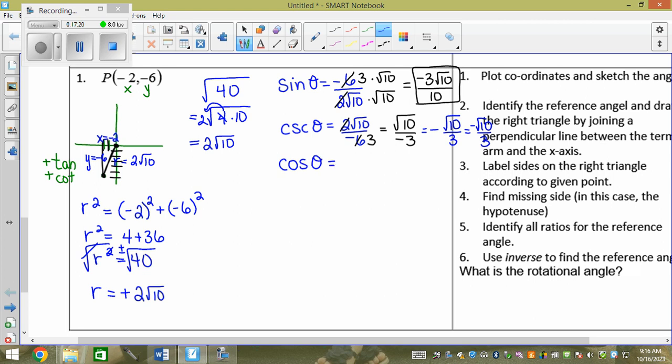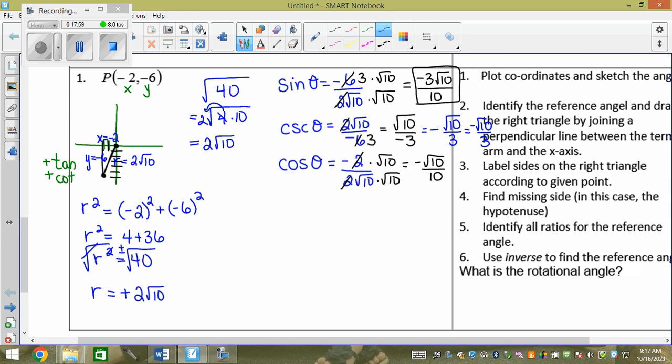That's hilarious. Okay. Cos is cook what? Extra rice. So that you could maybe make some chicken fried rice after, or maybe you could make a casserole. I don't know. Options. So we always cook extra rice. So what is our x? And r? -2 over 2 root 10. The 2's can cancel. And then you multiply by root 10 to rationalize the denominator. And we get negative root 10 over 10.